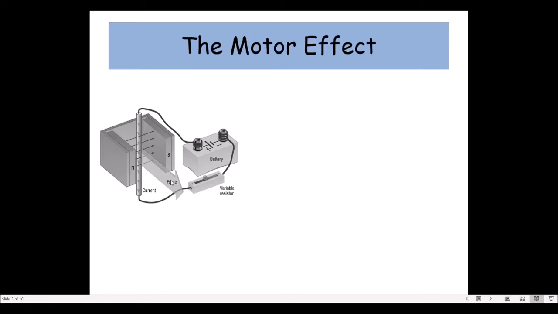Now we'll look more at predicting the direction of the force in the second video, but for now we just need to understand that there will be a force on the wire because of the interaction of the 2 magnetic fields, the permanent magnetic field from the magnets and the magnetic field from around this wire.